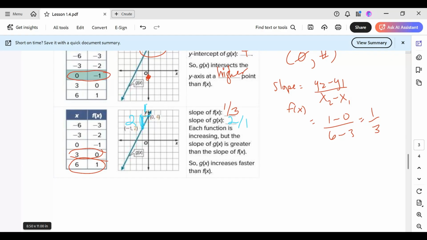Okay, so each function is increasing, which means both graphs are showing a positive slope, because if I were to plot several points of my f of x equation, (0, -1) is here, (3, 0) is here, which means I am going in a positive direction. But the slope of the g of x equation is greater than the slope of the f of x equation. So g of x is going to increase faster than f of x. So when we look at our graphs, the g of x equation has a steeper slope.